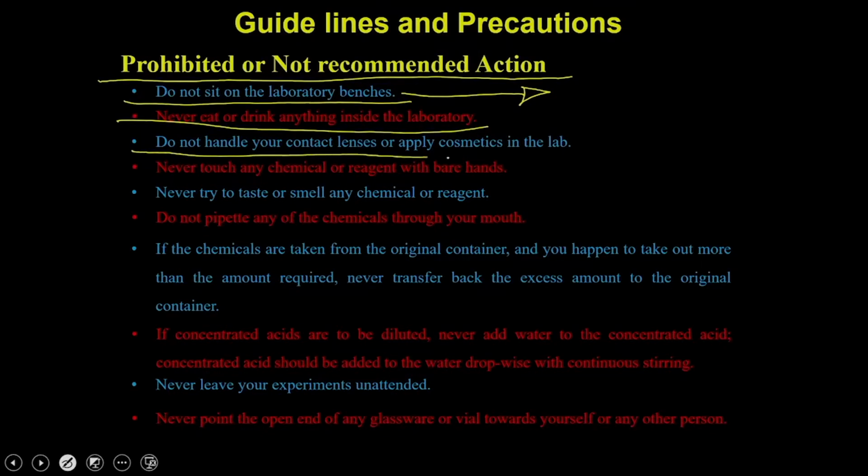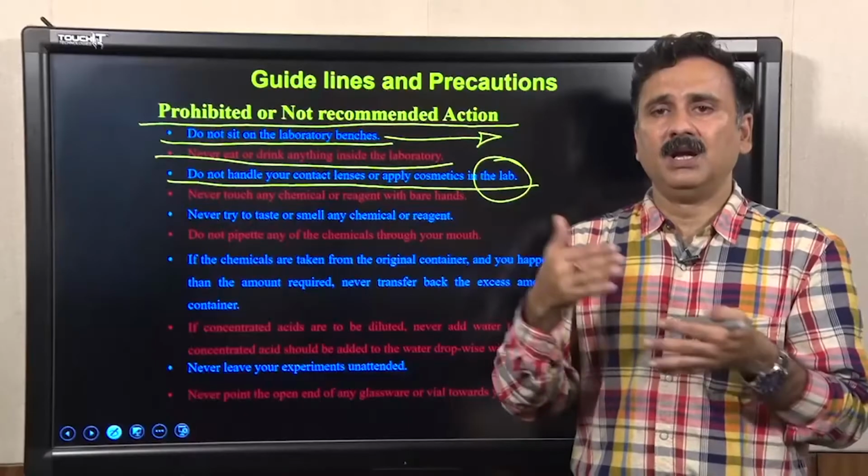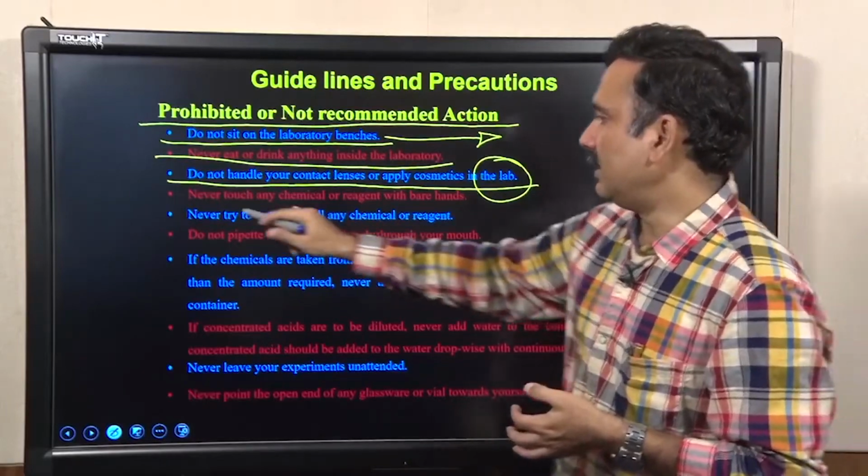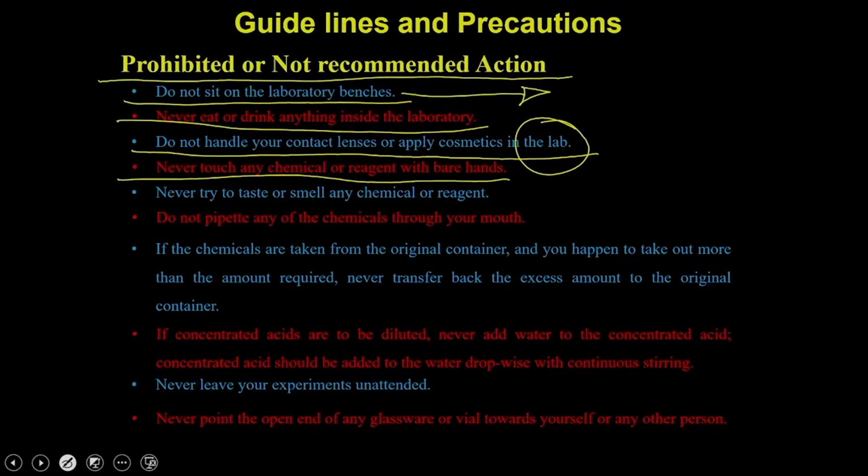Do not handle your contact lenses or apply cosmetics in the laboratory. So, when you are in a laboratory, you do not handle your contact lenses, and you should not put on a lot of makeup, because all this kind of material, if you are putting on a lot of creams and all that, is a kind of fire hazard. So, if there is an accident, the chances that you may get more injury are higher than if you do not have these. Never touch any chemical or reagent with bare hands.